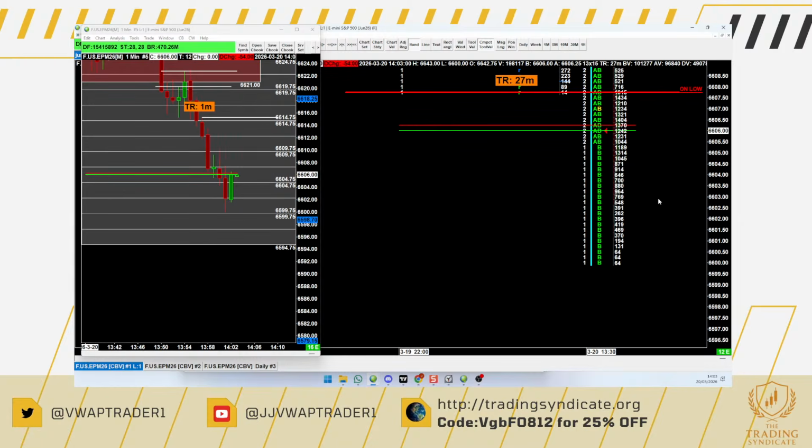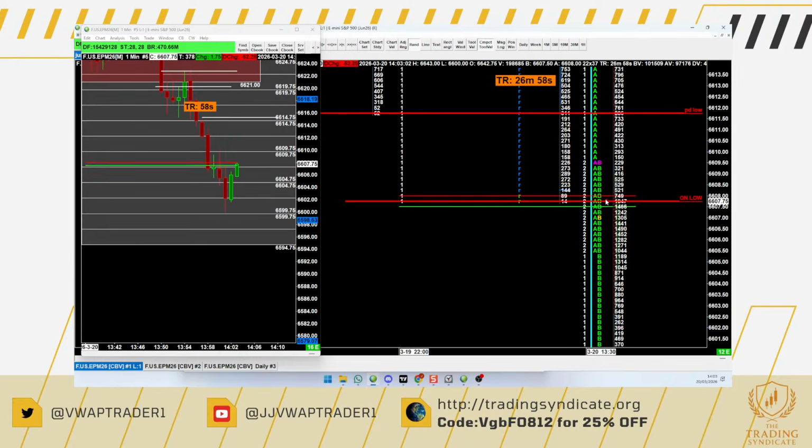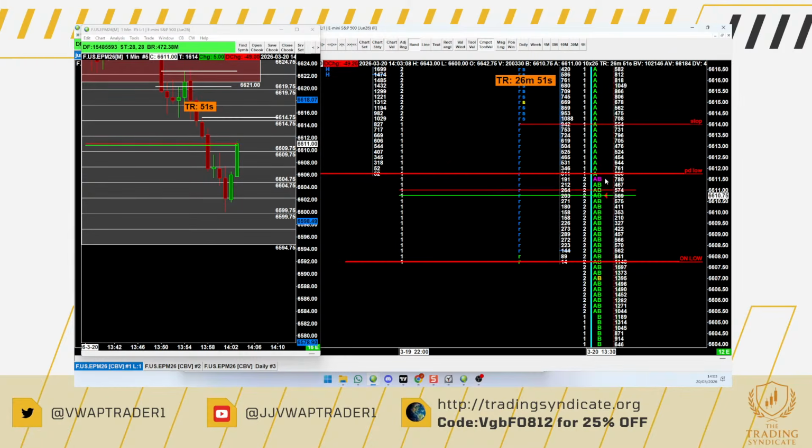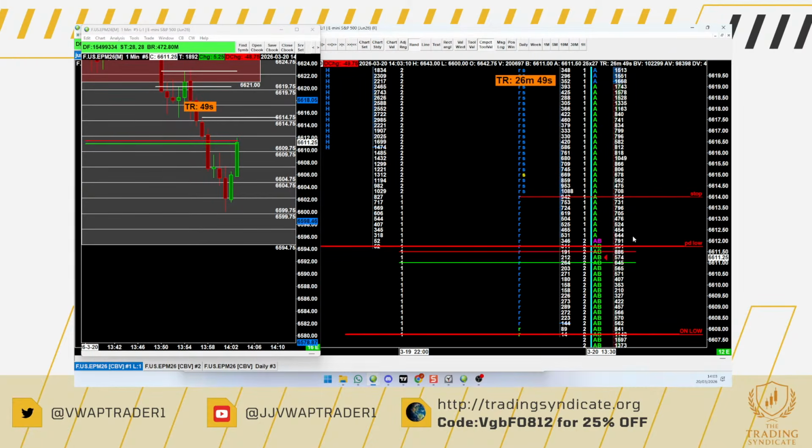Yeah, let them work out that overnight low. Now, when you get up to that overnight low, there's going to be a seller. There they are. They're right there. There's the previous day low. See how there's a seller at the previous day low? These are very mechanical markets.